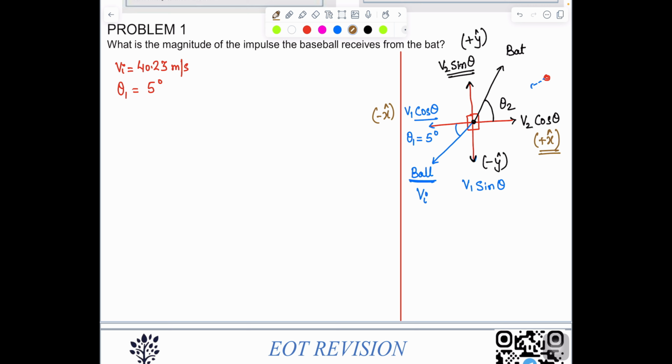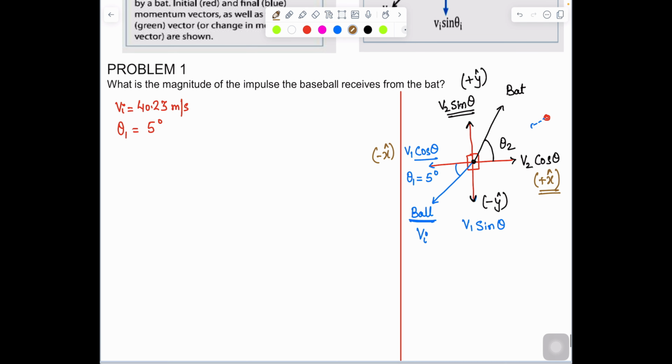Clear, guys? If you understand this diagram, you can solve the question. But if you don't understand it, then it will become very, very difficult for you. So be conscious while solving this question. You need to just make two cases: this is the case for the ball, and this is the case for the bat. So we are looking for v2, and we are looking for theta 2.